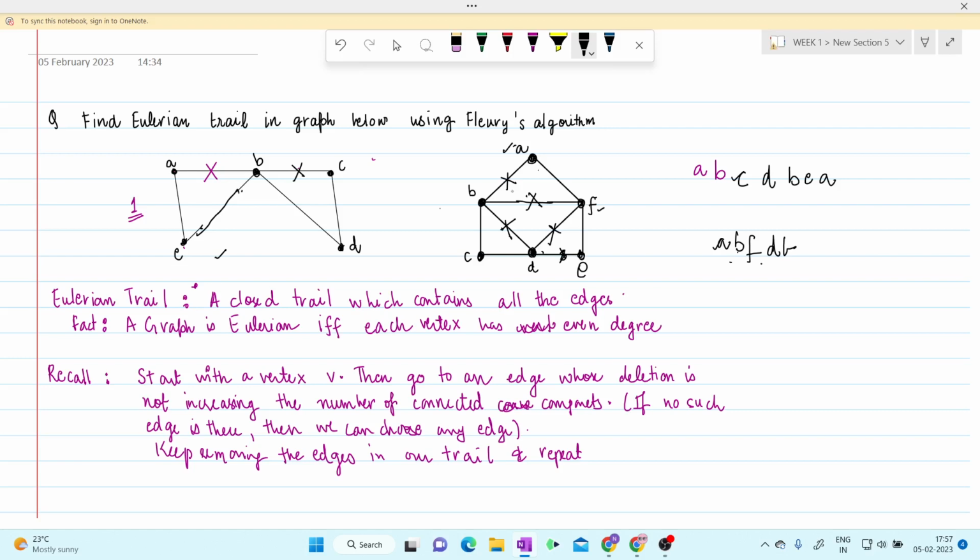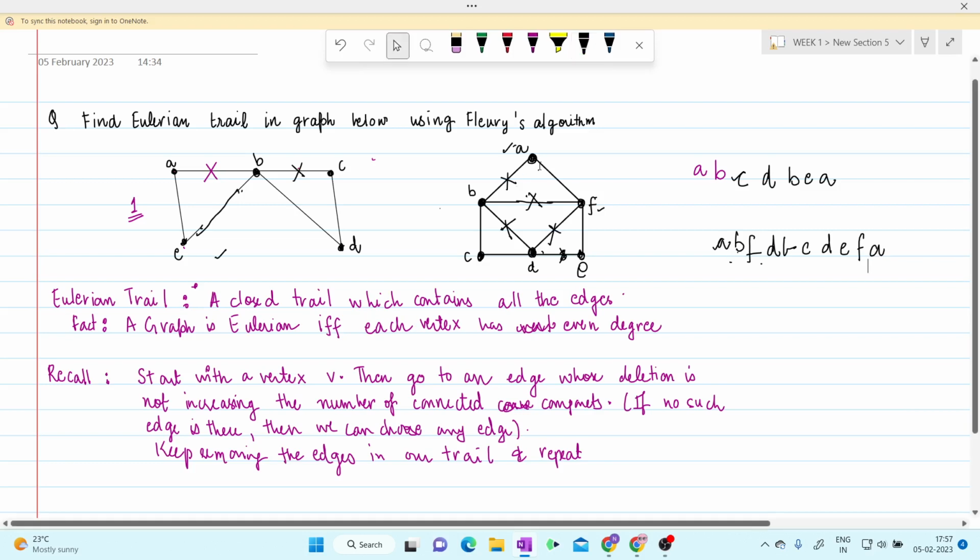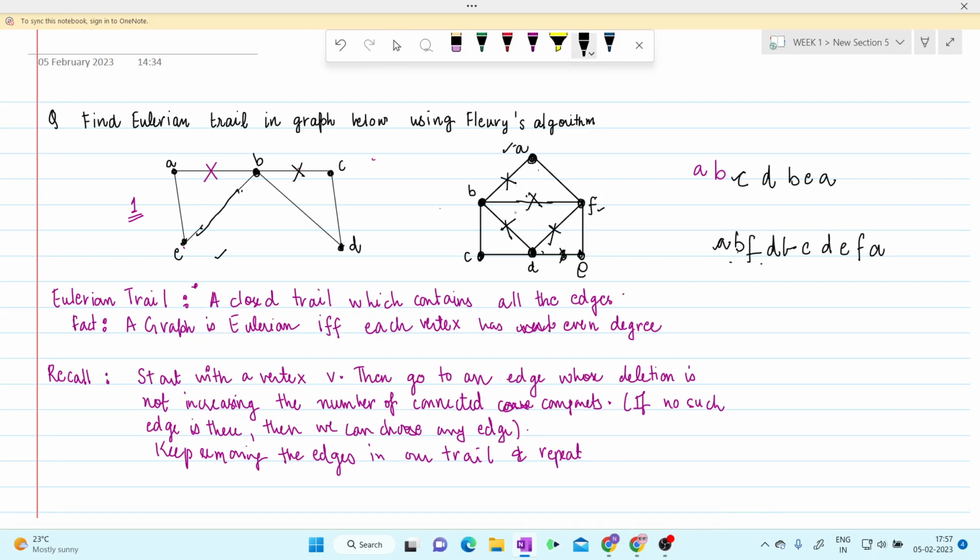And now we just have one option. So at every step we'll have just one option, and we'll get our Eulerian trail: B, C, D, E, F, A. Okay, so is the algorithm clear to everyone? If we have to find an Eulerian trail, is the algorithm clear to everyone? Yes, ma'am.